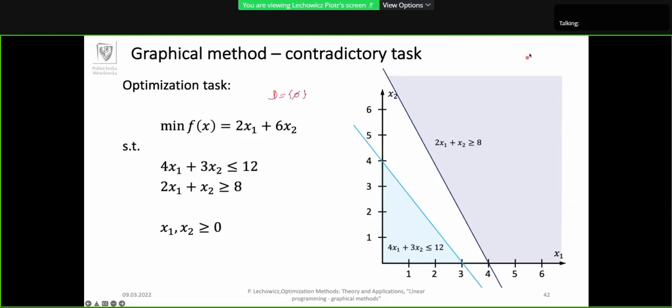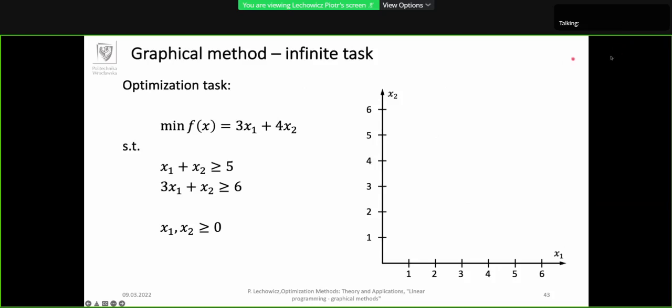So it can be a case, let's say it's trivial in case of two dimensions. However, let's assume that we have many variables. It may not be obvious that there is no existing any feasible point for a problem.